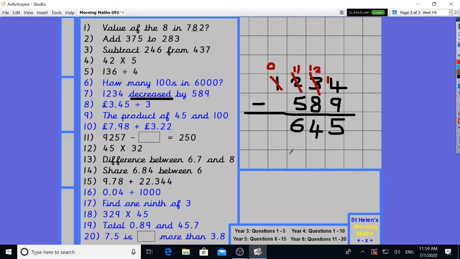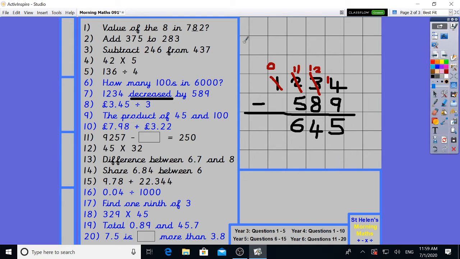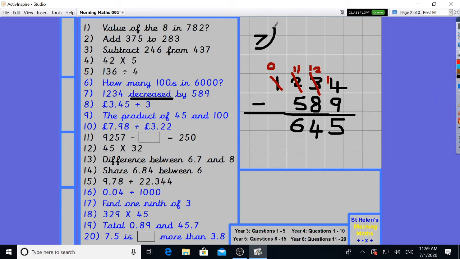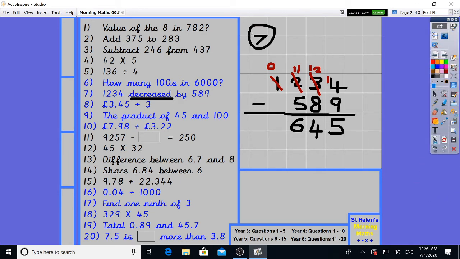That was quite a difficult question because you had to do a lot of borrowing or taking, whatever you like to call it. 645 because minus makes things smaller. So the top number ends up smaller when we get to the answer. Let's move on to, I didn't put a question number, did I? It doesn't help much now, but that was 7. We'll move on now to question 8, a money question.